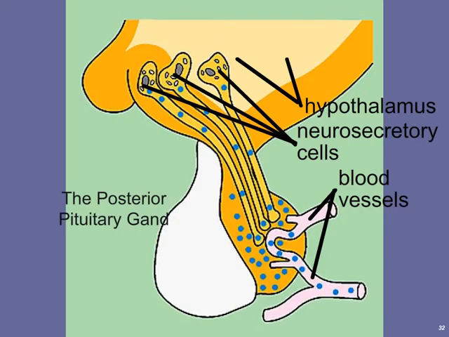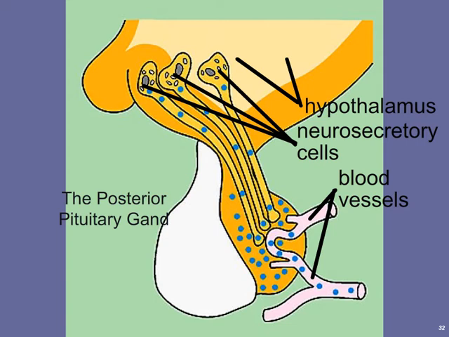Now let's take a look at the posterior pituitary. The first thing you should notice is that the neurosecretory cells here are very long. That is, they extend from the hypothalamus all the way down into the posterior pituitary. The next thing you should notice is there are no little red dots. Remember, the red dots in the previous screen symbolized releasing hormones, and releasing hormones were the method that the hypothalamus used to talk to the anterior pituitary. So there's no releasing hormones here. Instead, the hypothalamus communicates with the posterior pituitary using nerve impulses. The little blue dots you see are actually the hormones that are secreted by the posterior pituitary.